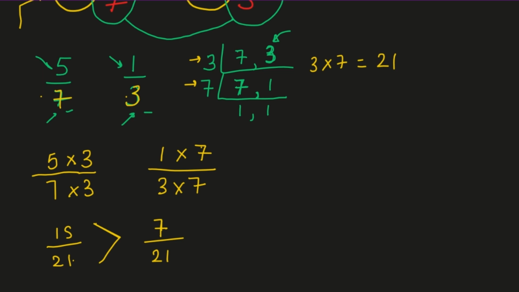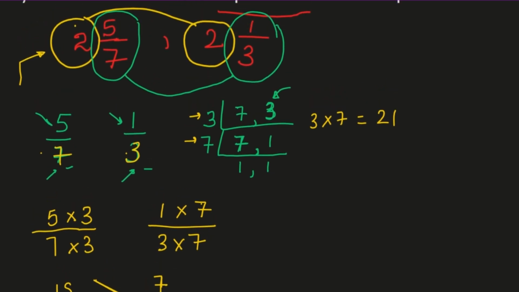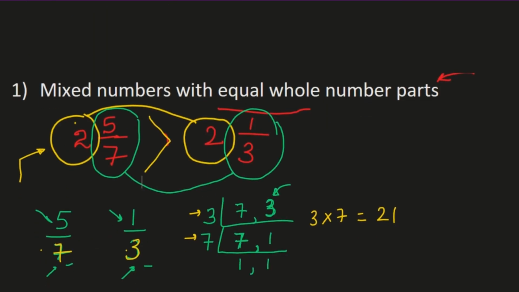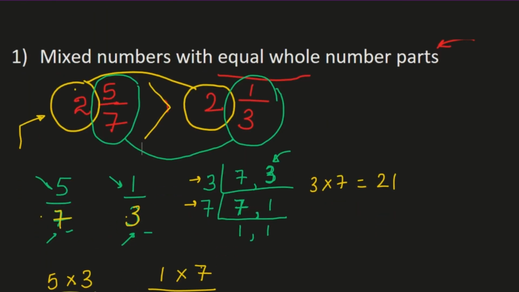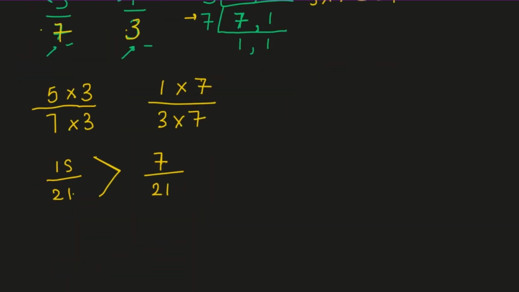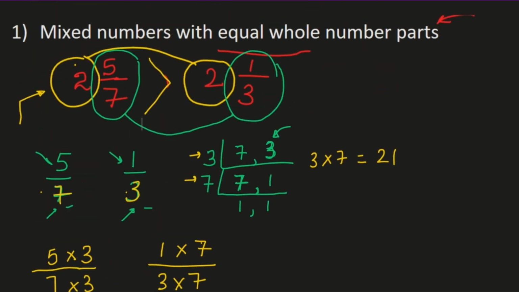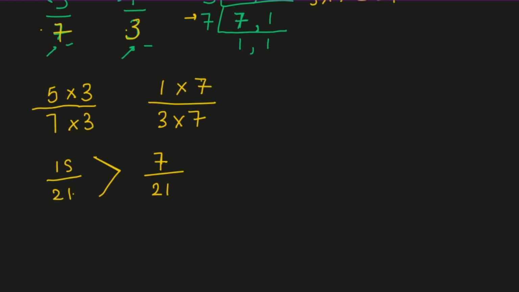Okay, right. So if 15 upon 21 is greater than 7 upon 21, then if we come to the original fractions, 2 and 5 upon 7 is greater than 2 and 1 upon 3. So that's how you do it. This is the first way of doing this. There's another way that you can do the same thing. So let's write the same question. What is it? 2 and 5 upon 7.